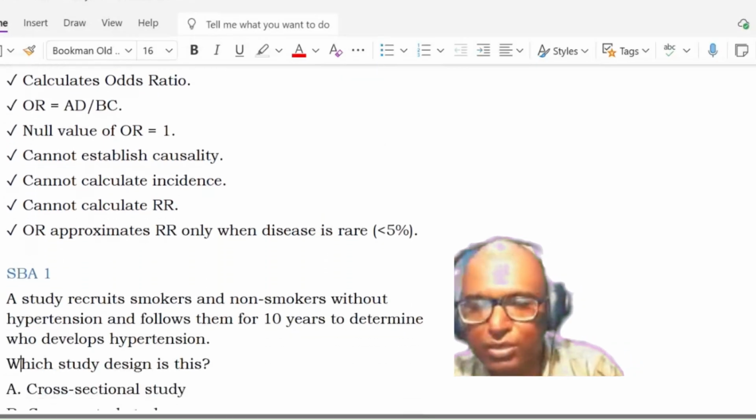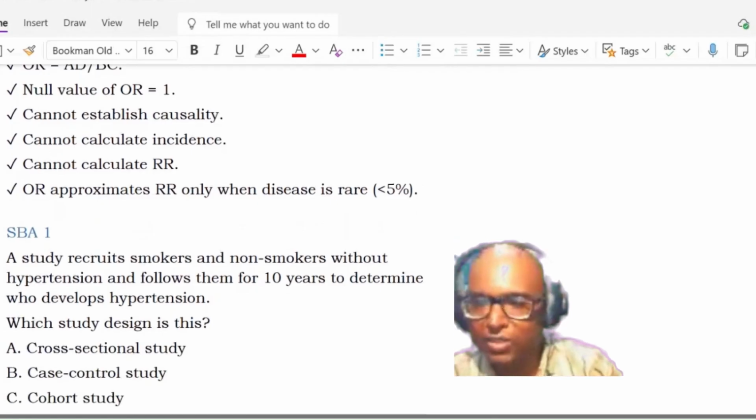Okay, so that finishes today's topic of both the cohort study as well as the cross-section study.